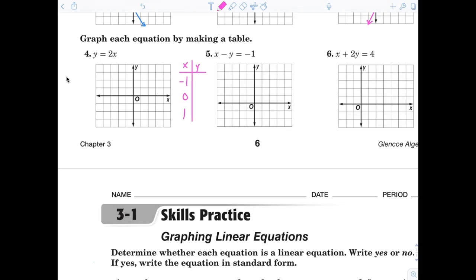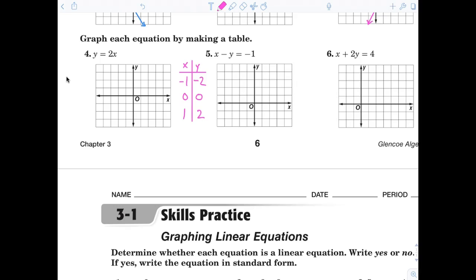All right, so please pay attention. If x is -1, y is -2. Do you have any issue with that? Look at the graph. We're graphing y equals 2x. So if x is -1, 2 times -1. If x is 0, what would be the y value? 0. And if x is 1, y is what? 2. It's really simple, guys.